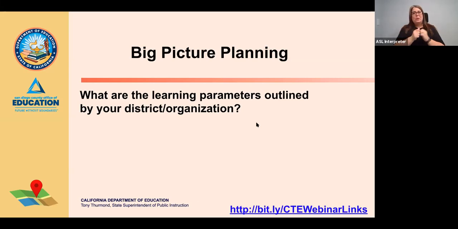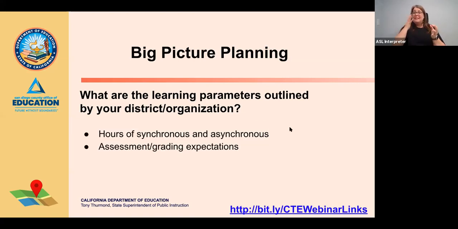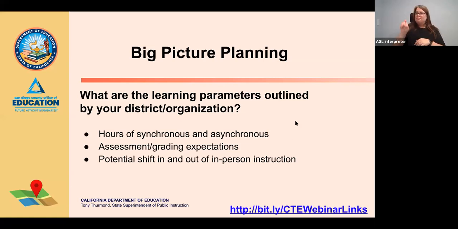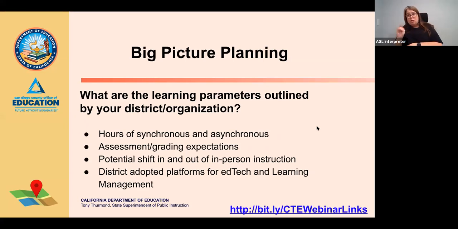When we're talking about CTE, really what we want to start out with is to know what the parameters are that are outlined by your district or organization. California is a local control state, which means many of the decisions are being made at the local level. So you should make sure that you know things like how many hours are synchronous or asynchronous, if those are requirements, what the assessment expectations and grading expectations are, what your grading windows are, and also be thoughtful. Right now, a lot of districts are planning for in-person instruction. So once you know what that might look like, whether you go into a blended or a socially distanced environment, just kind of having an ear to the ground and knowing what's coming your way is helpful.